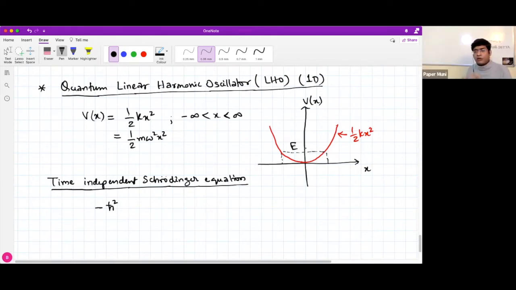There is also the half harmonic oscillator. We'll also learn about the half harmonic oscillator, where x goes from 0 to infinity or 0 to minus infinity. So this is the full quantum harmonic oscillator, which has a range of minus infinity to plus infinity. The potential energy has that form.